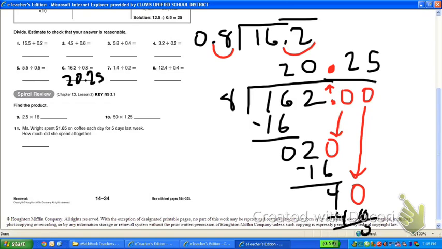Remember, we do not have remainders. We keep adding zeros until we come out with an even number.